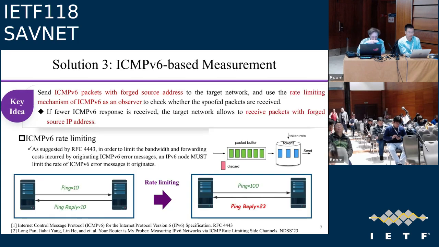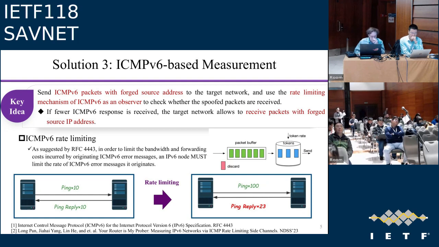And the third solution is an ICMPv6 based measurement. Its key idea is to send ICMPv6 packets with forged source address to the target network and use the rate limiting mechanism of ICMPv6 as an observer to check whether the spoofed packets are received. If fewer ICMPv6 responses are received, the target network allows receiving packets with forged source IP address.